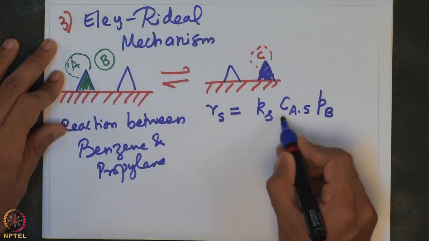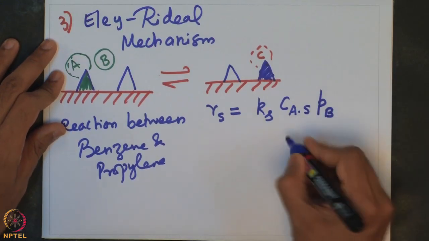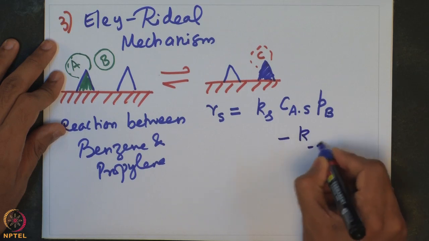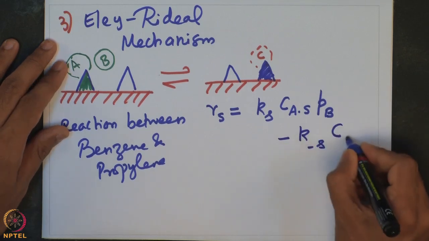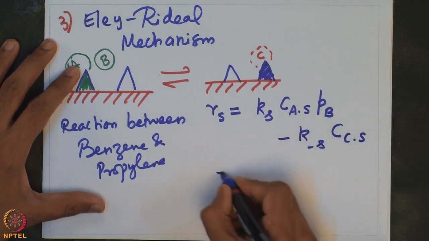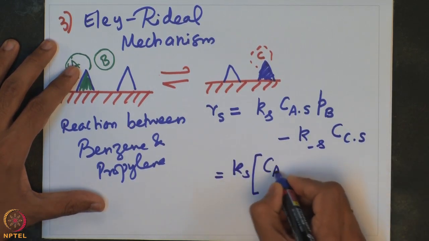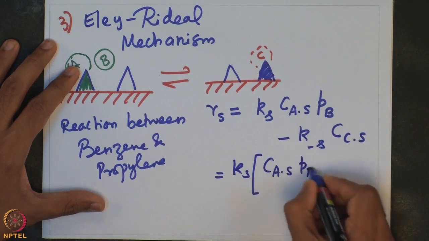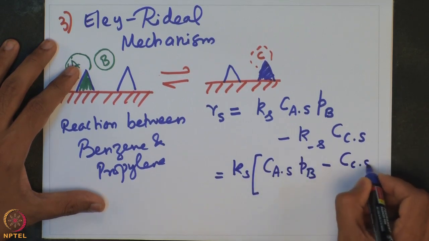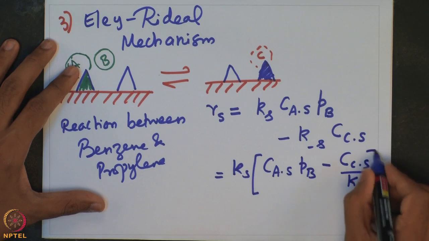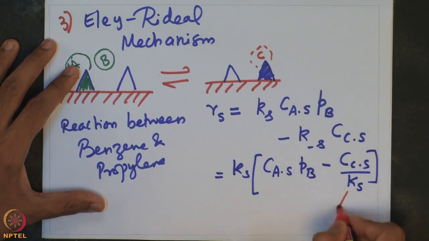So, therefore, the forward rate is now given by Ks multiplied by Cas into Pb, and the backward reaction is essentially given by K minus S into Ccs. So, we can rewrite this as Ks into Cas into Pb minus Cs divided by the equilibrium constant. So, this is the equilibrium constant.